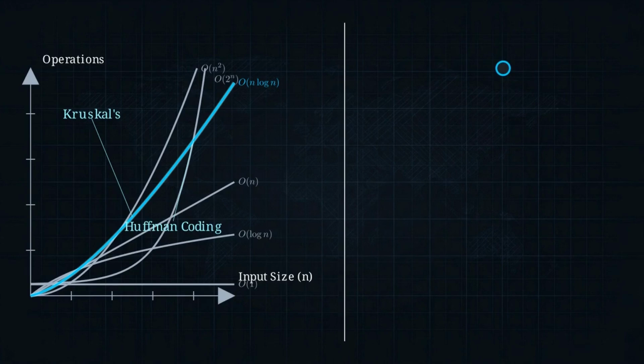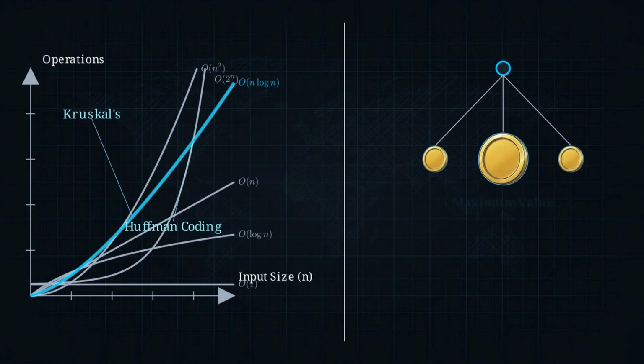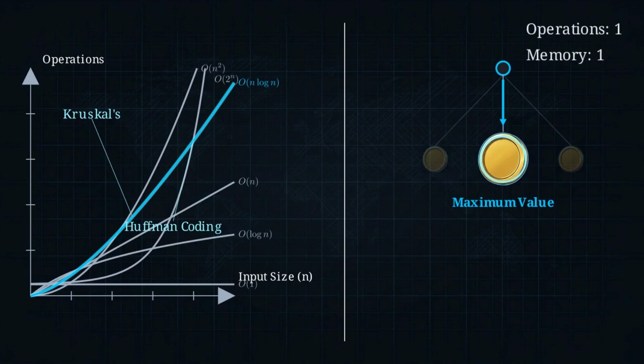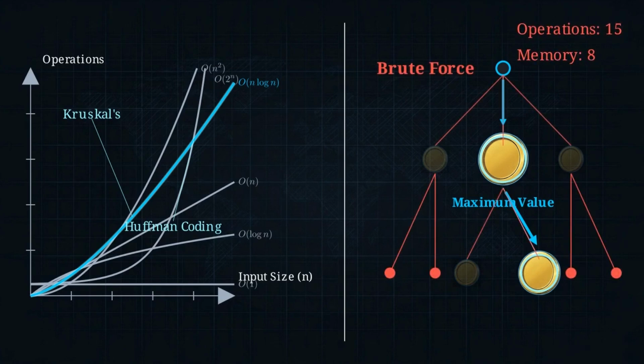This operational speed comes directly from their core logic. At every step, a greedy algorithm makes an immediate choice based on a simple rule, like constantly picking the maximum available value. It ignores alternative routes entirely, keeping it incredibly fast, easy to code, and light on memory.